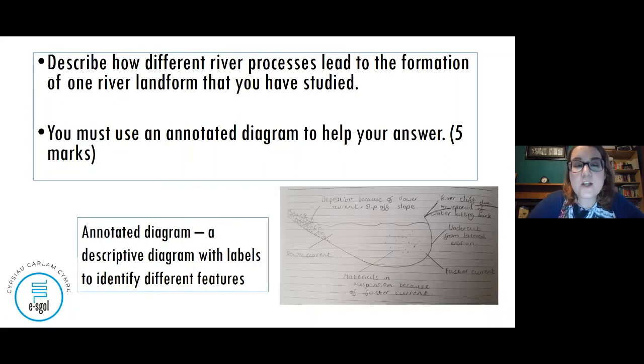Now, for this particular question, it states that you need to use an annotated diagram to help your answer. So remember, an annotated diagram is a descriptive diagram with labels, which helps to identify different features. Okay, and I've put an example of a diagram here. So try and think of which formations could you think of first, and then identify which processes that you could identify. So I'm going to give you about 30 seconds to think of what you could potentially discuss here.